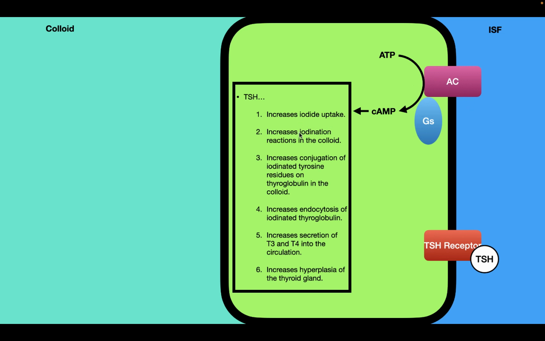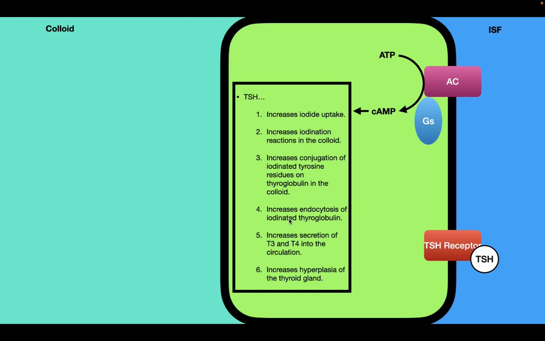In addition, TSH also increases the iodination reactions in the colloid. Now, if you remember, inside the colloid we have thyroglobulin, which is a precursor protein. Thyroglobulin has tyrosine residues on it, and basically what happens is that in the colloid, these tyrosine residues can be iodinated. So TSH increases those iodination reactions. Also remember that in the colloid, the iodinated residues undergo a conjugation reaction, where two iodinated tyrosine residues are connected together, forming either T3 or T4. This process of conjugation is activated by TSH.